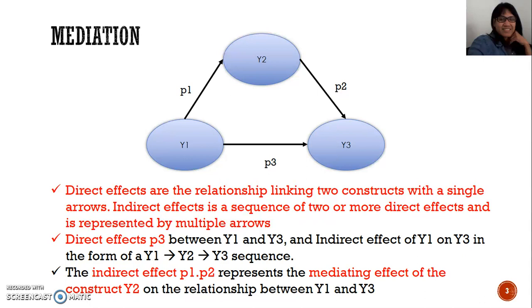Here there is a direct effect P3 between Y1 and Y3, and an indirect effect of Y1 on Y3 in the form of the sequence Y1, Y2, and Y3. The indirect effect, P1 times P2, represents the mediating effect of the construct Y2 on the relationship between Y1 and Y3.